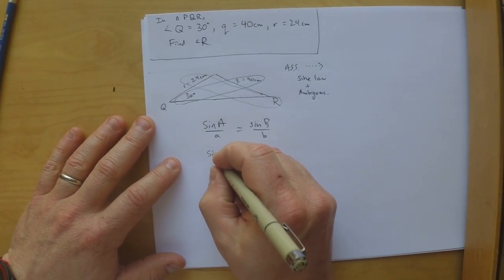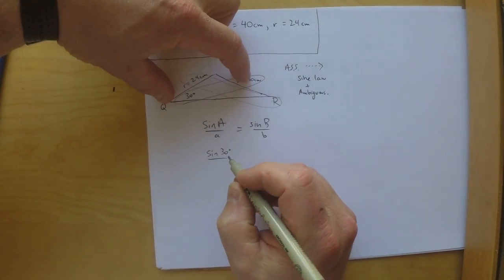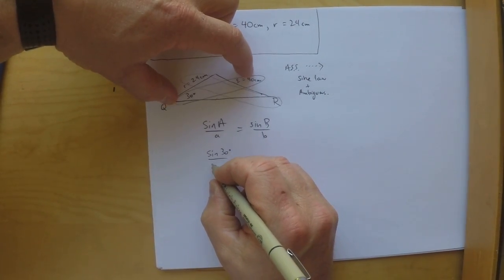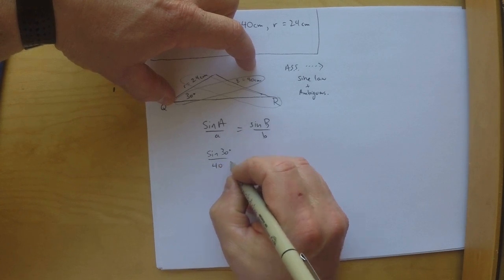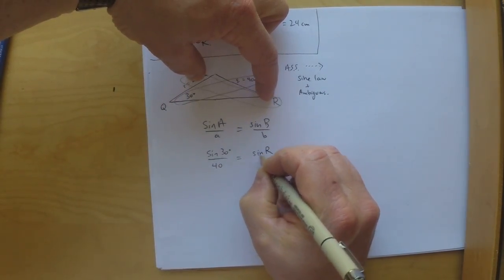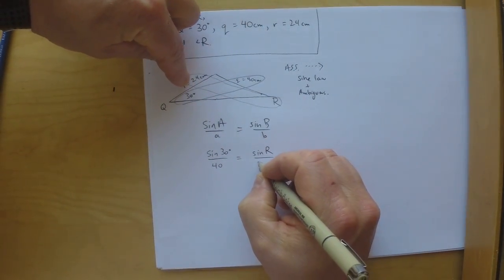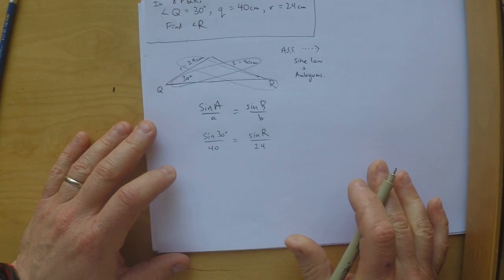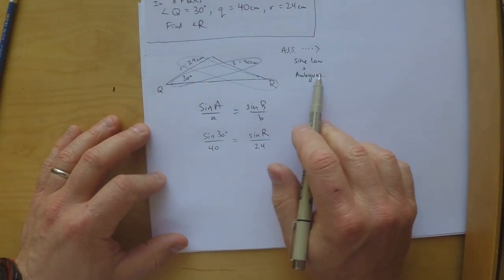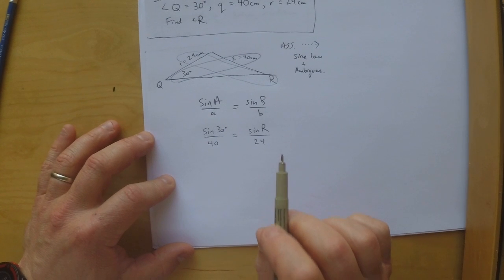So I'm going to get sine of 30 degrees, because that's my big A and little a. Sine of 30 degrees over 40 centimeters is equal to sine of big R, which is my B in this case, over little b, which is little r here, 24. And at the moment, I solve this as normal, but I'll show you where this gets a little bit sneaky.